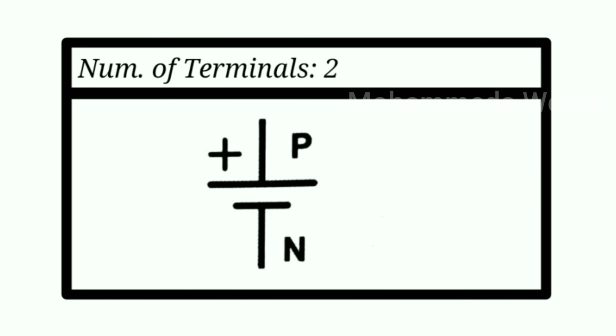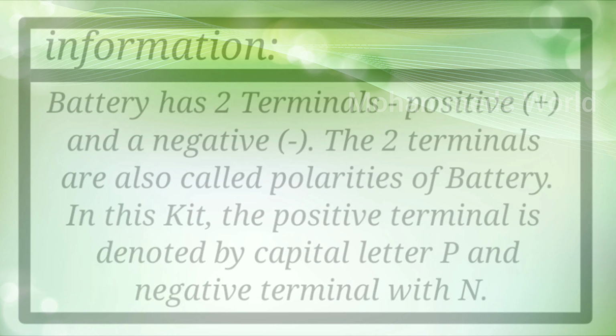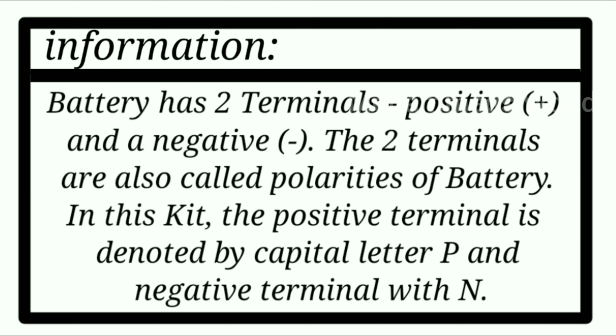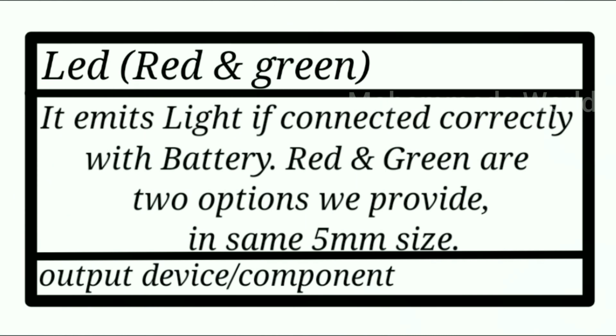Battery has two terminals. Information. Battery has two terminals, positive and negative. The two terminals are also called polarities of the battery. In this kit, the positive terminal is denoted by capital letter P and the negative terminal with N. LED red and green. It emits light if connected correctly with the battery.